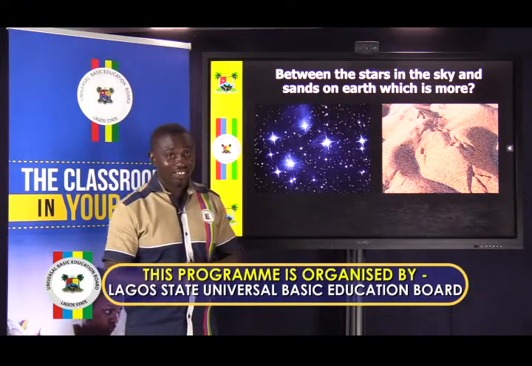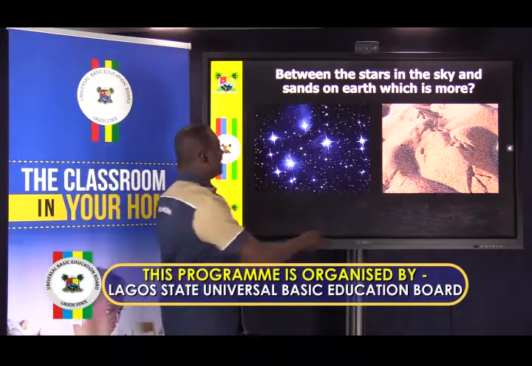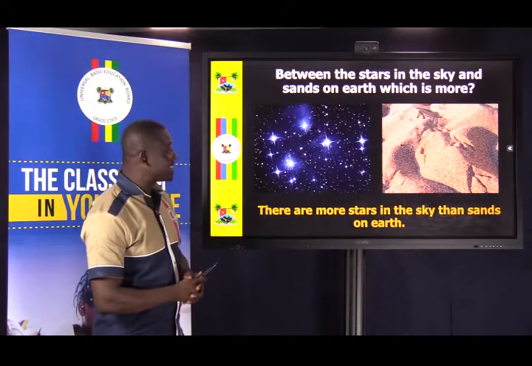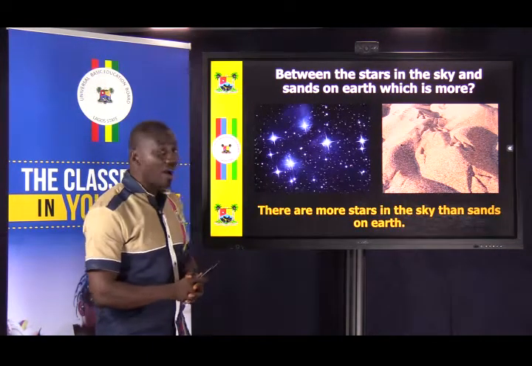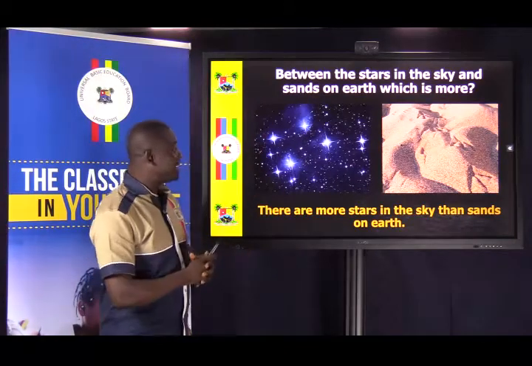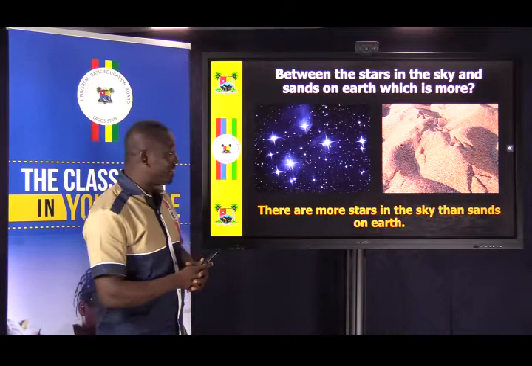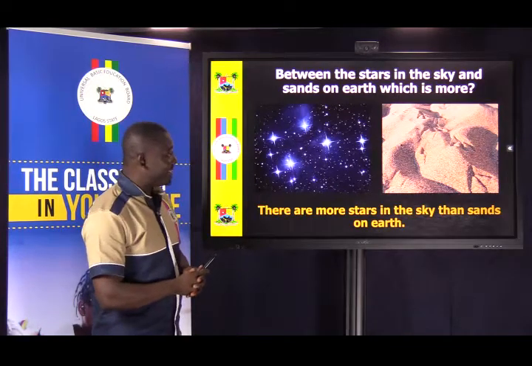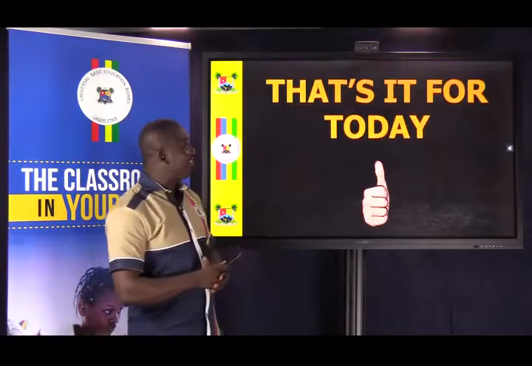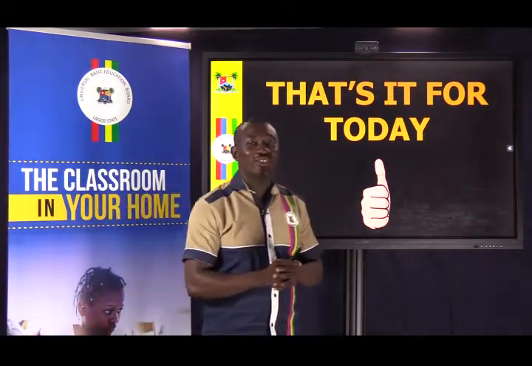Okay, have you done that? All right, what is our answer? There are more stars in the sky than grains of sand on earth. Wow! So we have more stars in the sky than sands on earth. Okay, now you know.